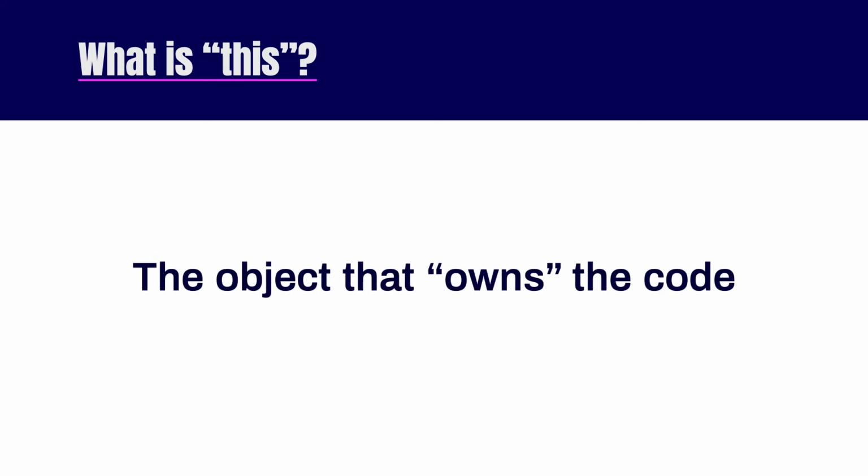All right, so what is this? The this keyword is a reference to the object that a variable or function belongs to. Simply put, it is the object that owns the code. What that means is that depending on where a variable or function is written, will change what the this keyword is referring to. Now, there are two main rules to remember when trying to figure out what this is.